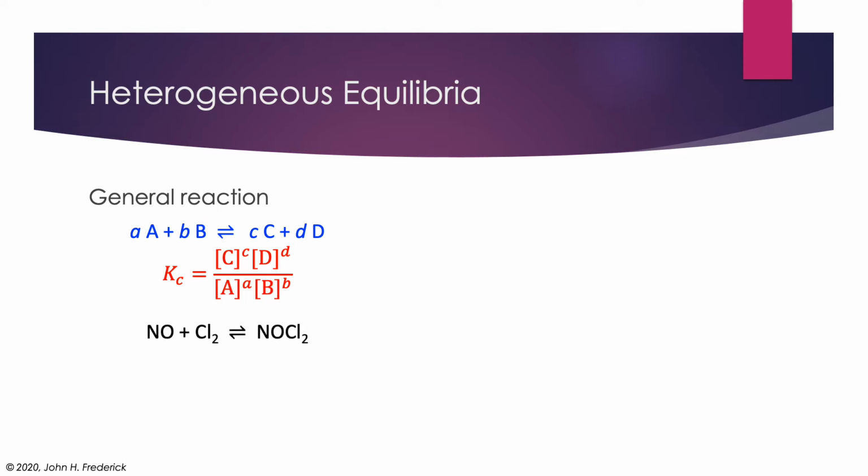So just to clarify, with the reaction we've been looking at for the last few videos, NO plus Cl2, this would be the equilibrium constant in that case. The product is NOCl2, so it's in the numerator. The reactants are NO and Cl2, they're in the denominator. And all of the coefficients are 1, so this is a pretty simple one.